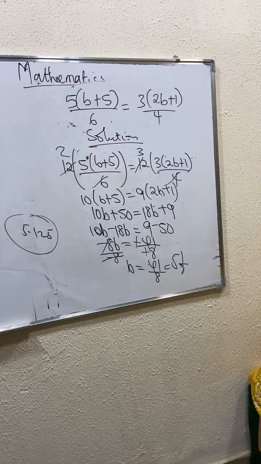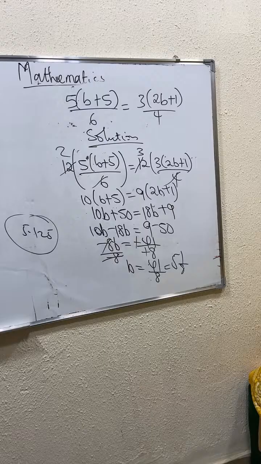The denominators in the question on the board are 6 and 4. And the lowest common multiple of 6 and 4 is basically what? 12. So we multiply 12 to the first fraction and multiply 12 to the second fraction.